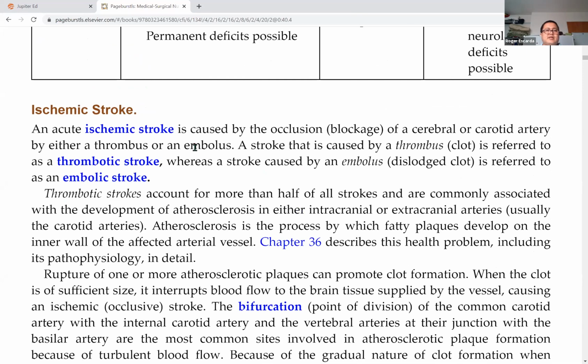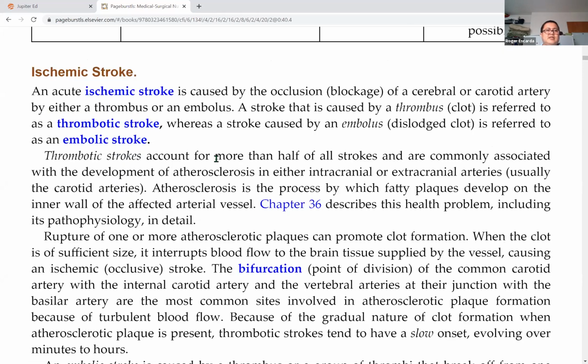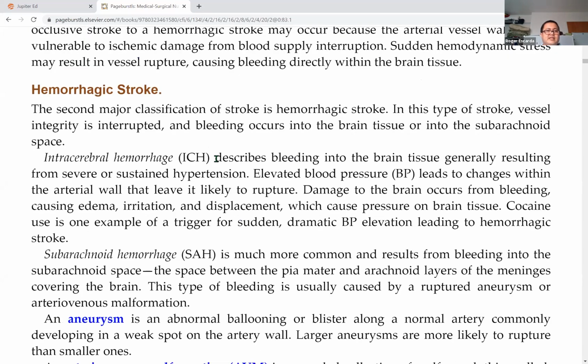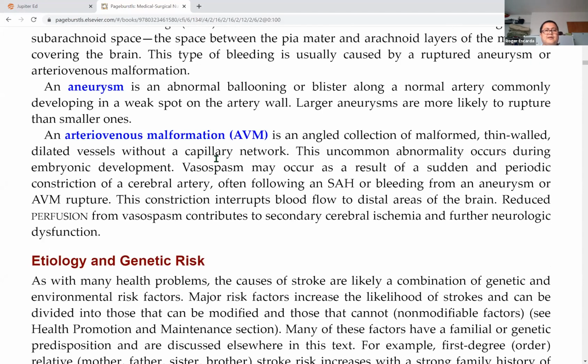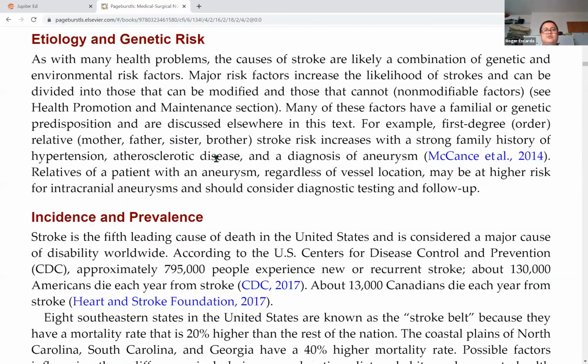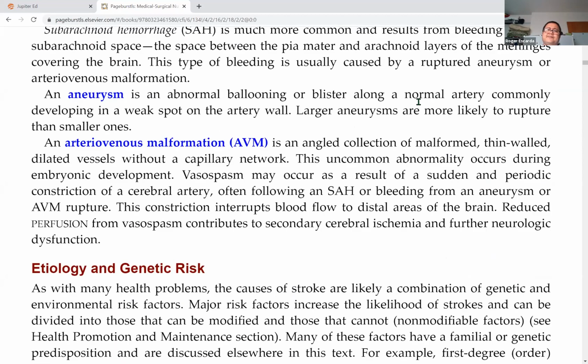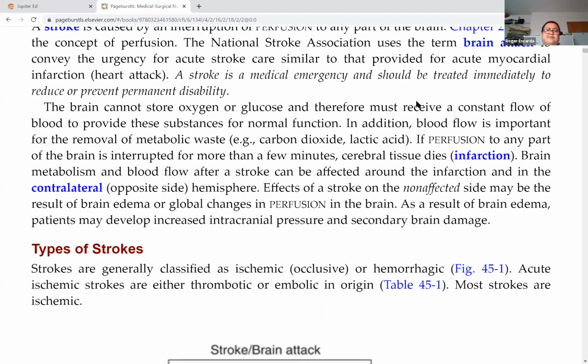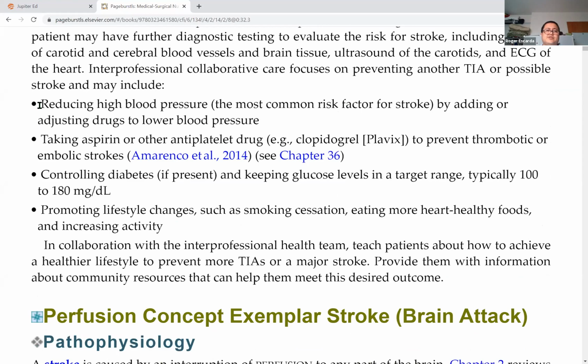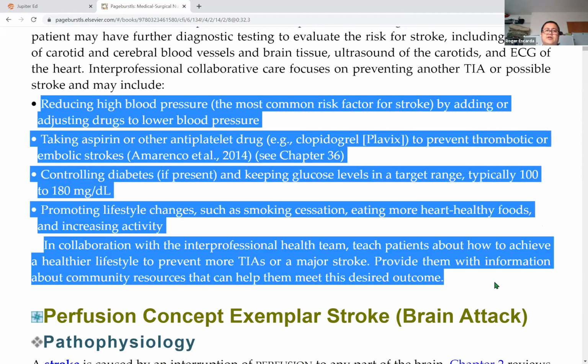And I already discussed that, so please read this paragraph and this paragraph also. Let's go to prevention. So we promote health, so health promotion and maintenance. We prevent stroke first. So we already looked at it earlier under TIA. So these measures right here, okay, these are your prevention.